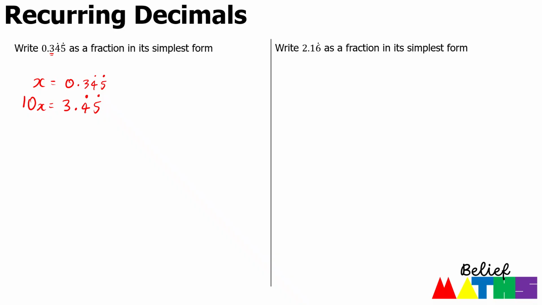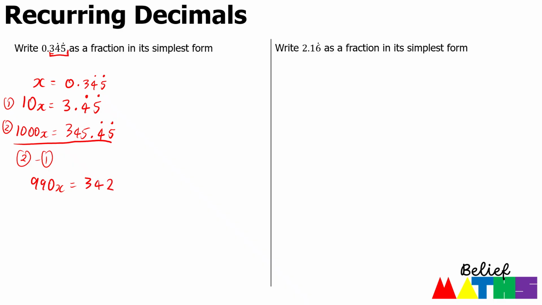Then I'm going to go back up to my original number, and I can see to the right of the decimal point, including the recurring pattern, I've got 3 digits. So therefore I'm going to have 1 with 3 zeros, or 1,000x, and that equals 345, and then again we've still got that 0.45 recurring. Now those are the two equations I wanted because I want the same decimal part in both cases. When I subtract those from each other, so I'm doing equation 2 minus equation 1, I get 990x is equal to 342, because I'm doing 345 take away the 3, because the 0.45 recurrings just cancel. Therefore I get x equals 342 divided by 990.